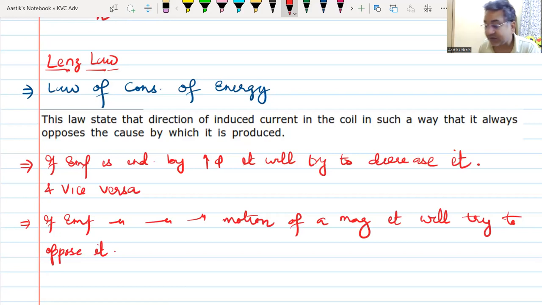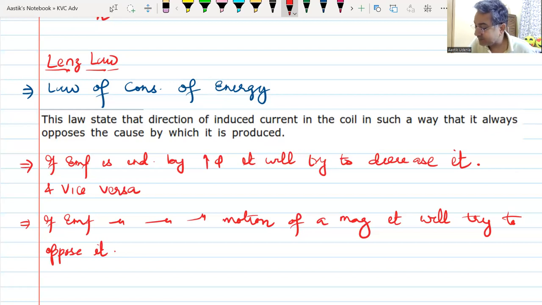So basically, whatever is causing this EMF to be induced, the EMF which is induced will always try to oppose it. Do we understand this? I'll give you 2 minutes to note this down, and then we'll see some examples and see the direction of induced EMF. Now we can see some examples and try to understand what will be the direction of induced EMF. I'll try to show it to you with this table, and I hope you are able to understand it. Once we understand this table, we should be good enough.